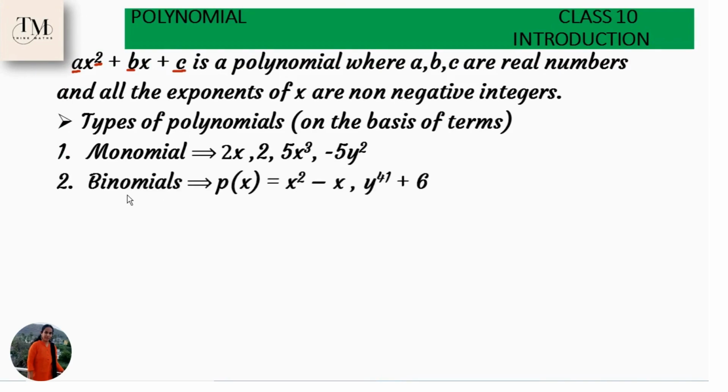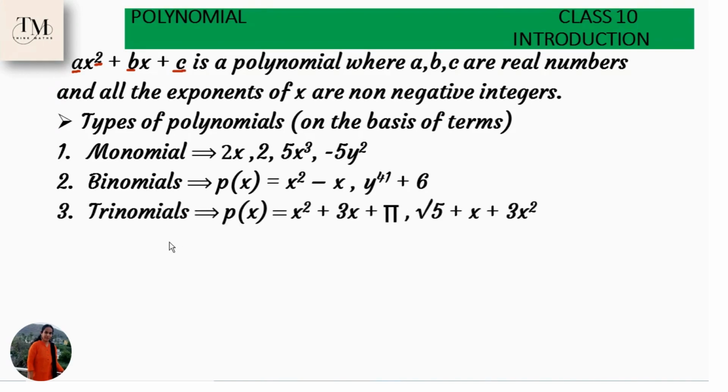So next is binomials. Bi means 2, nomials is terms, 2 terms. You know bicycle, it has 2 wheels. In the same way, bi is nothing but 2. So if a polynomial has 2 terms, that is x square and x, then it is an example for binomial. Then here y to the power 41 is a term and 6 is another term. So 2 terms. So it is an example for binomials.